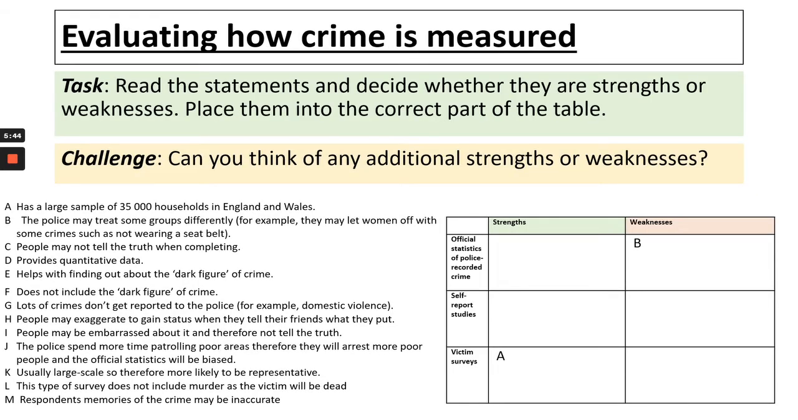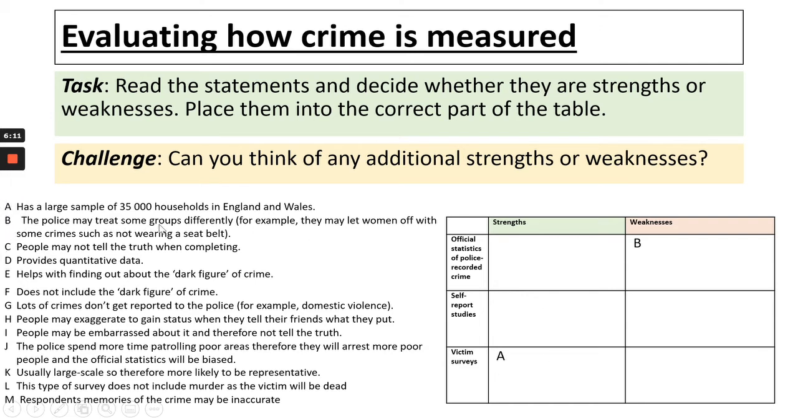So what I'd like you to do now is pause the video and read the statements A to M on the left-hand side. I'd like you to decide, firstly, are they a strength or a weakness? And then, are they a strength or a weakness of official statistics, self-report studies, or victim surveys? So I've done the first two for you so you can see what I'm talking about. The first one says that it has a large sample size of 35,000 households in England and Wales. So we know that that's a strength of victim surveys.